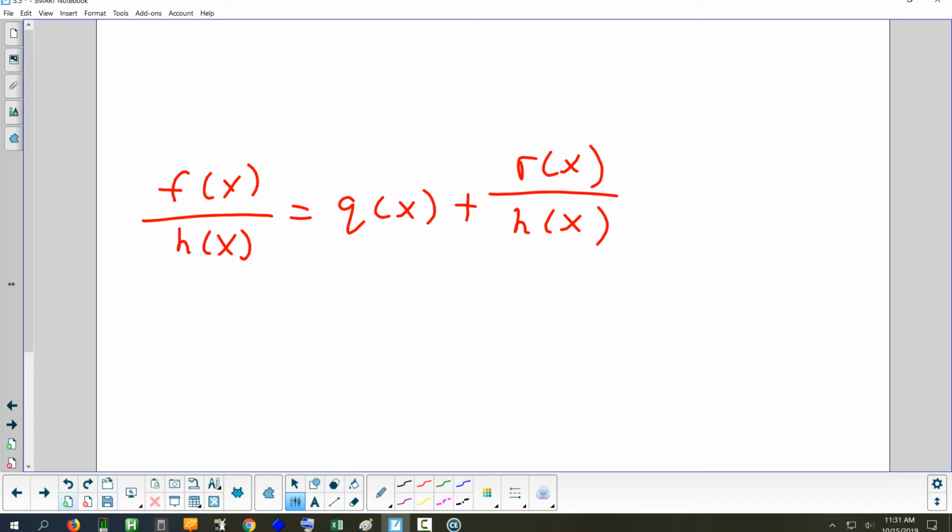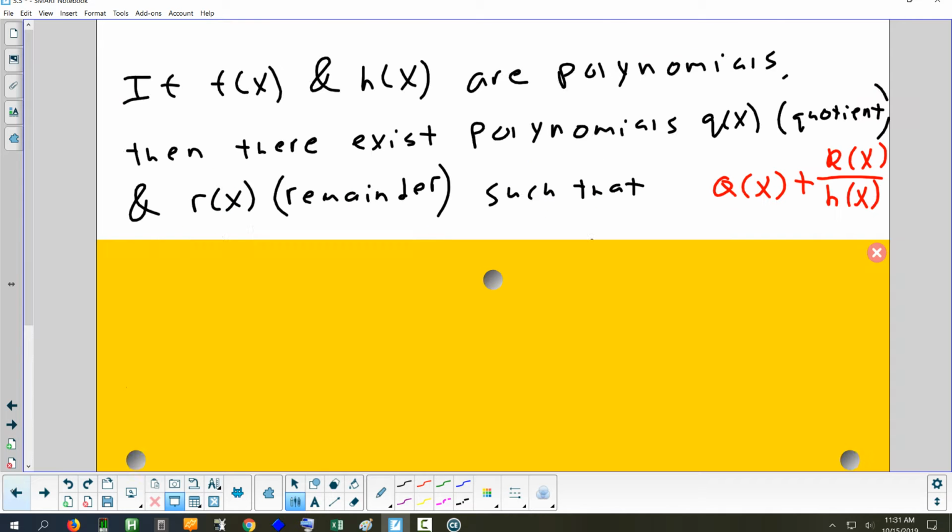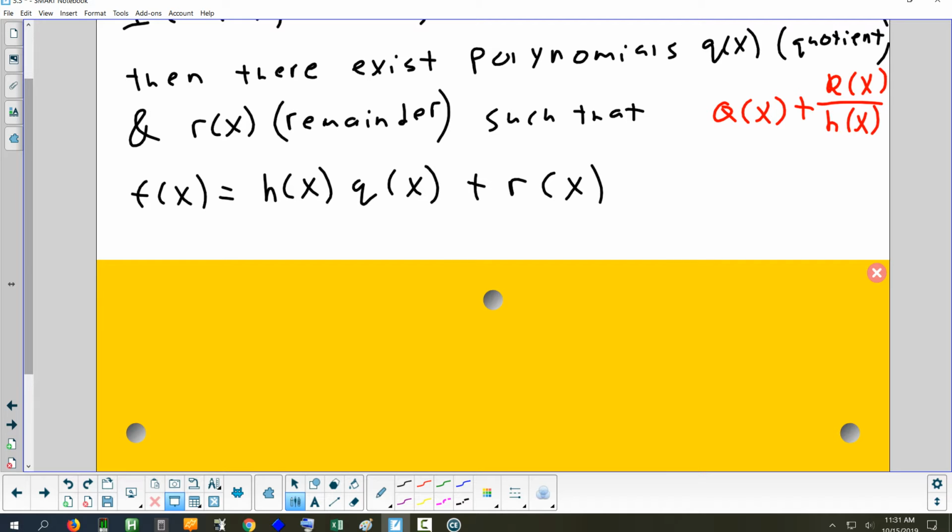Any question on that formula? I'm basically going to write this formula a little different, but I'm basically going to write the same thing. Let me show you. If you look at that at first, you might be like, huh? That's not the same thing he just wrote. Yes, it is. It's the same thing. So this says f of x equals h of x times q of x plus your remainder. Now, let me go back to the formula on the other page, and I'll show you how it's the same thing.